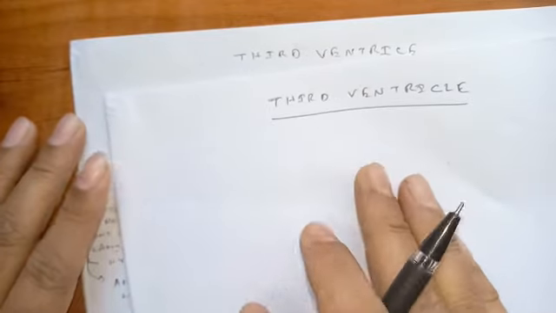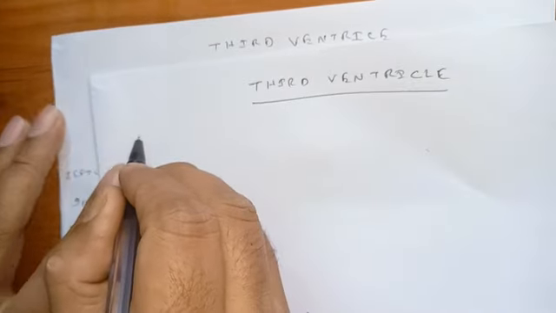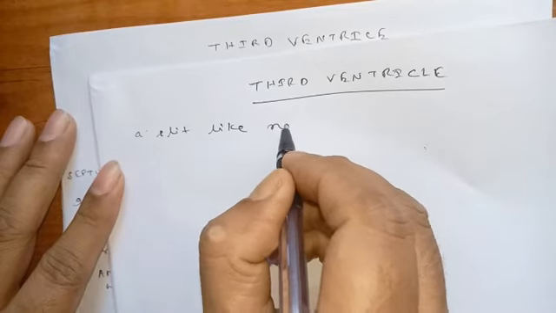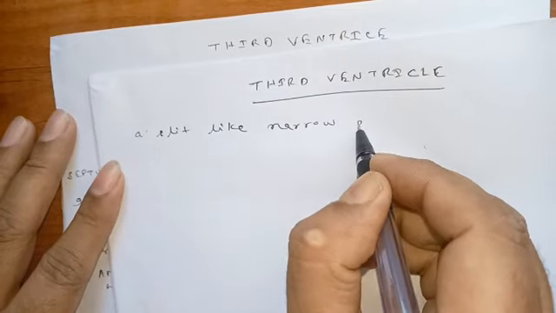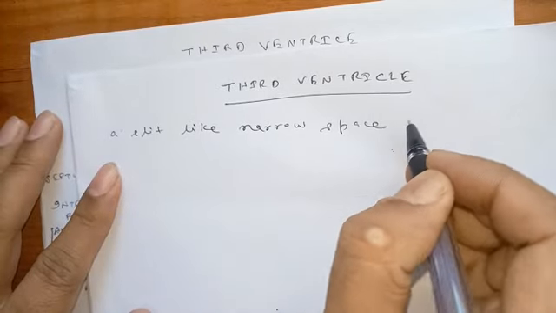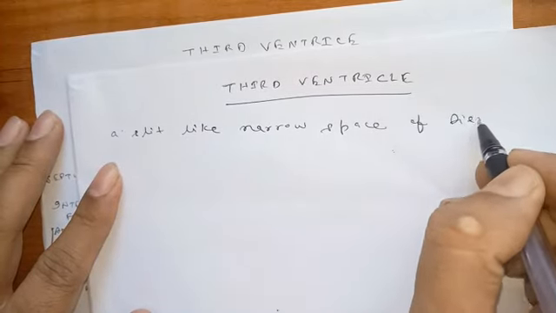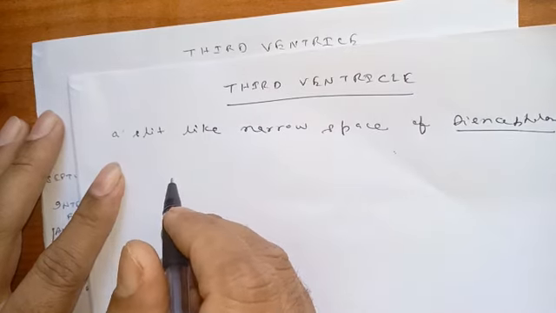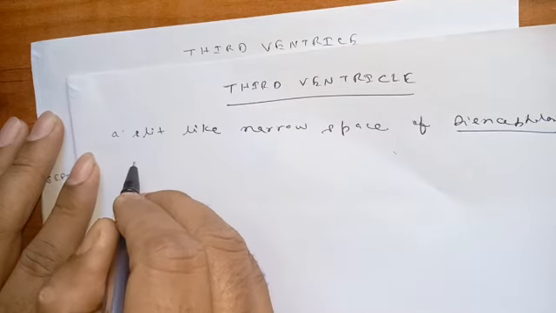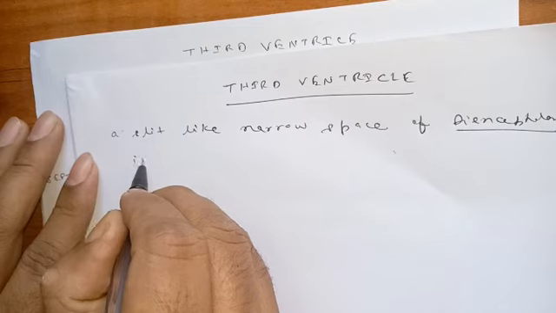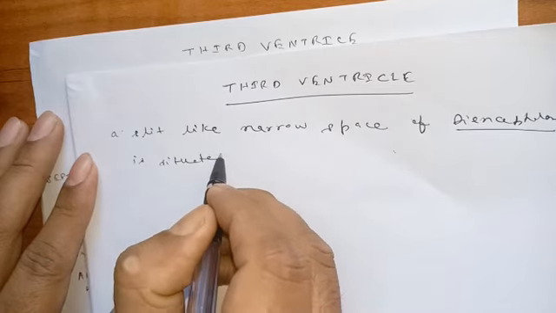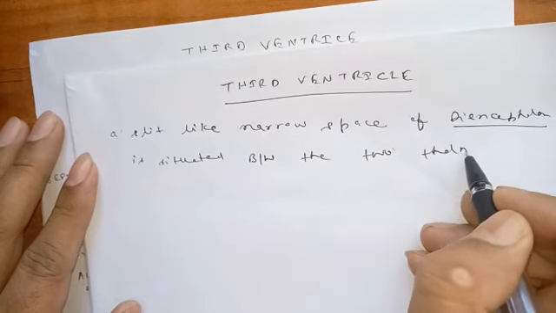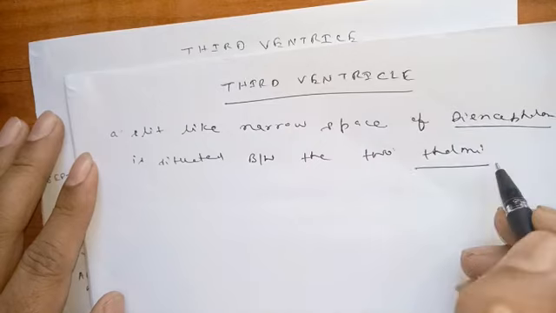Then what is this third ventricle? It is a slit-like narrow space of the diencephalon, and it is situated between the two thalami. In between the two thalami it is situated.